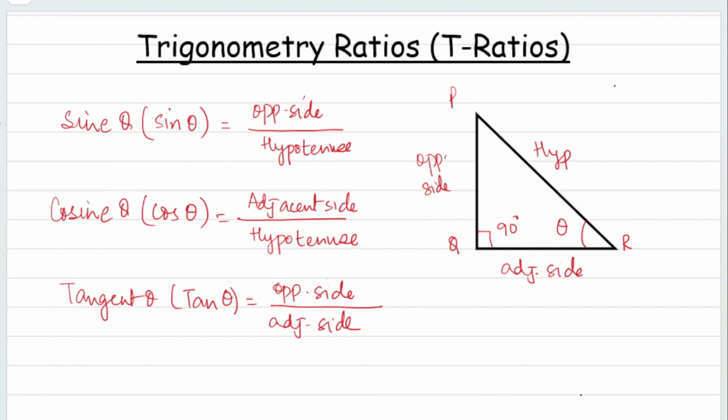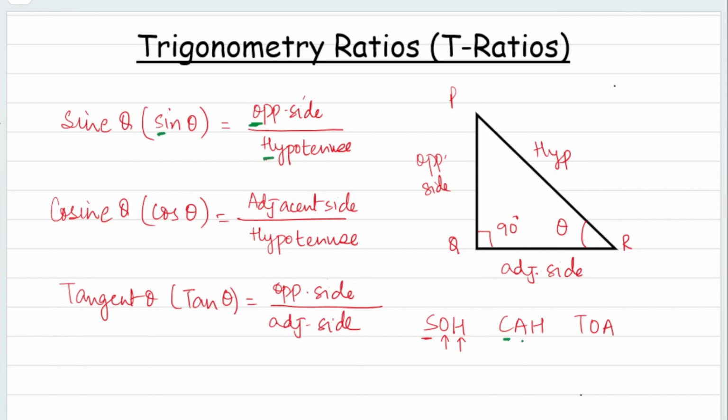So sine theta is opposite side over hypotenuse, cos theta compares adjacent side to hypotenuse, and tan theta compares opposite side to adjacent side. A really easy way to remember all these three ratios is the phrase "SOH CAH TOA". Why? Because sine is the ratio of opposite side to hypotenuse. Look here, opposite side to hypotenuse. So sine is the ratio of opposite to hypotenuse.